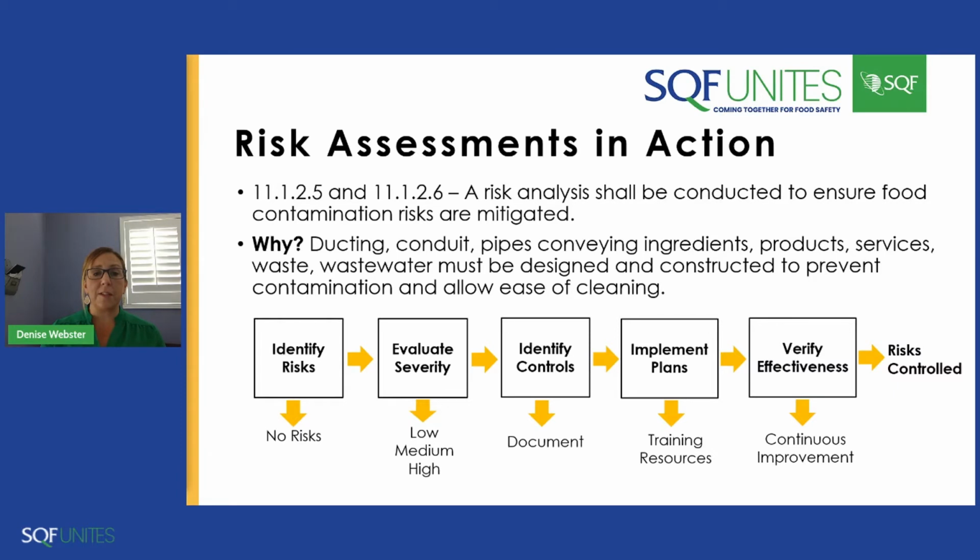Once we've determined the risk, we have to then prioritize and identify those controls. We also have to make sure that we document those controls, then implement them. We ensure that we have the training in place and the resources. If we said we're going to clean the pipe work that is above our line every month or every week, do we have a long enough device to clean it? Do we have a team that's trained to be able to clean that area?